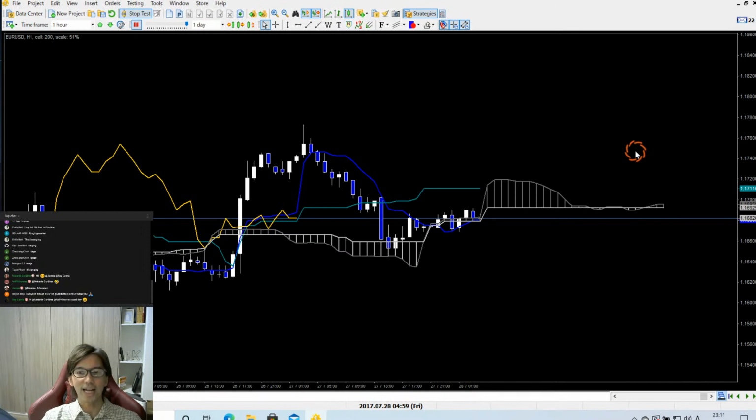Because that's exactly what I'm looking for. When it's ranging in 1 hour, I won't look for the buy chance. I won't go down to lower time frames. I won't go down to 15 or 5 and look for the entry chance. I won't.